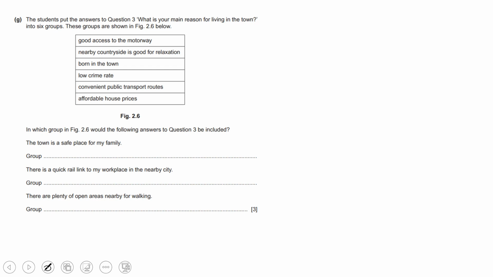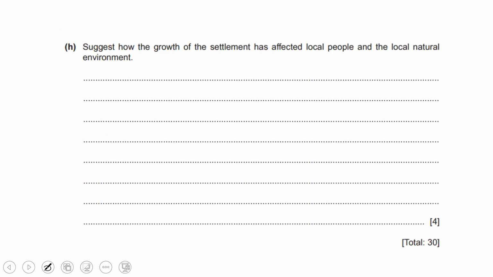The town is a safe place for my family. That we have to do with low crime rate because it has to do with safety. There is a quick rail link. That will be convenient public transport. Now, there are plenty of open areas near for walking. That will be, let me see, affordable, no, relaxation, countryside. That's it. 3 marks. Now, this is the last question. No, this is a 30-mark full paper.